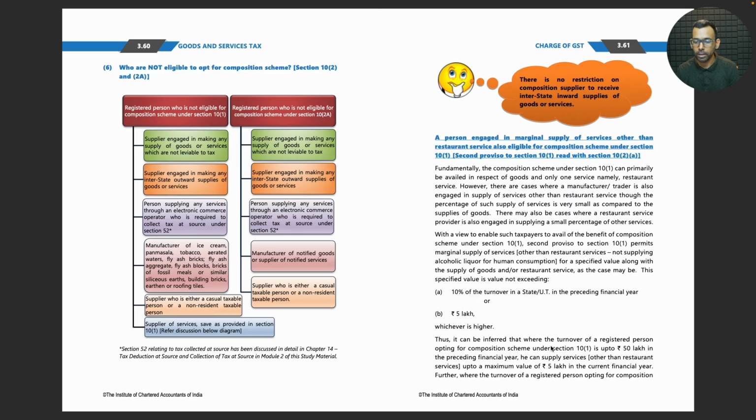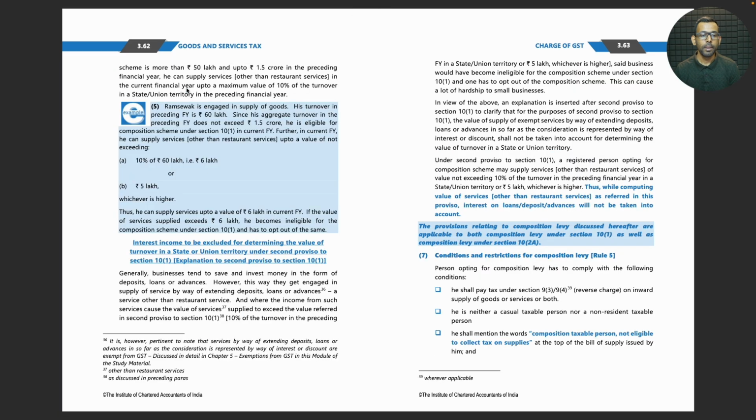Thus, it can be inferred that where the turnover of a registered person opting for composition scheme under section 10 subsection 1 is up to 50 lakhs in the preceding financial year, he can supply services other than restaurant services up to a maximum of 5 lakhs in the current financial year. Further, where the turnover of a registered person opting for composition scheme is more than 50 lakh and up to 1.5 crore in the preceding financial year, he can supply services other than restaurant service in the current financial year up to a maximum value of 10% of turnover in the preceding financial year.